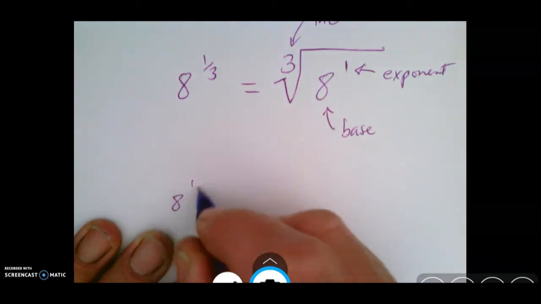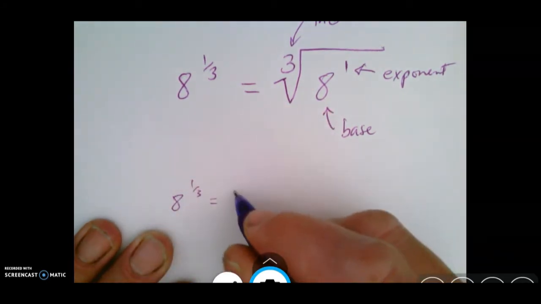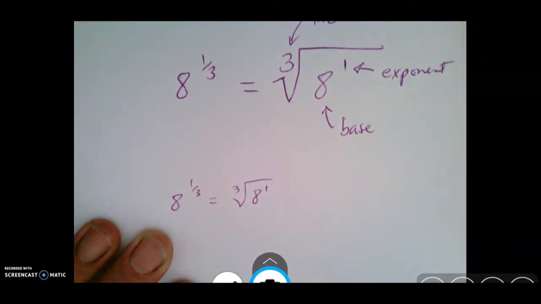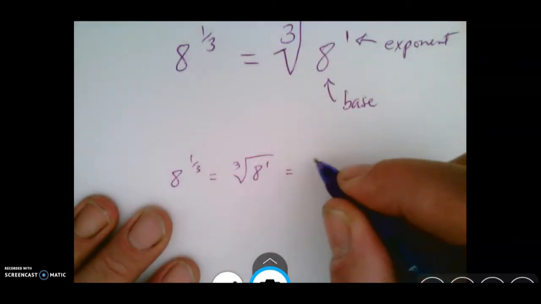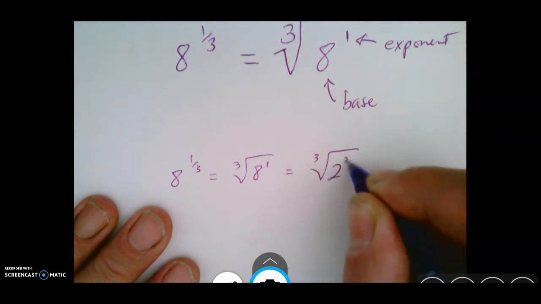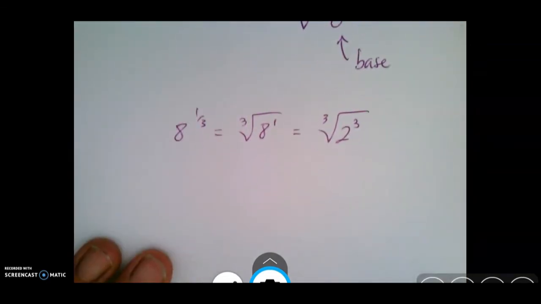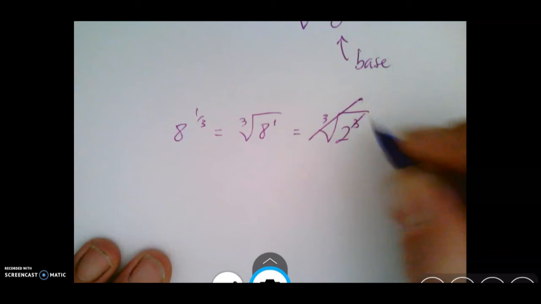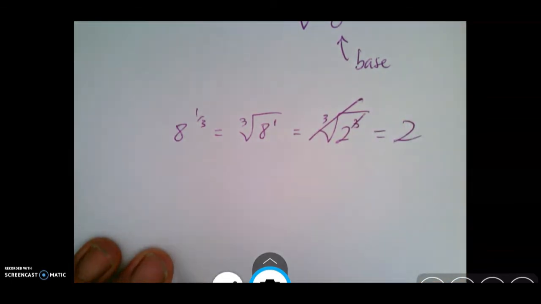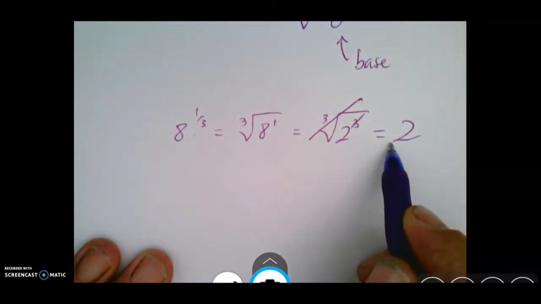So how we solve a problem like this, you might think 8 to the 1/3 is really the third root of 8. 8 is really 2 to the third. So this operation cancels that, and you're left with just 2. 8 to the 1/3 is 2.